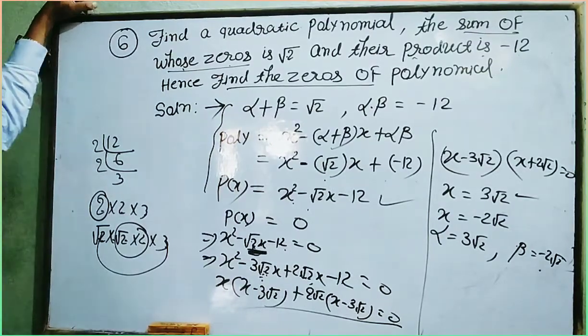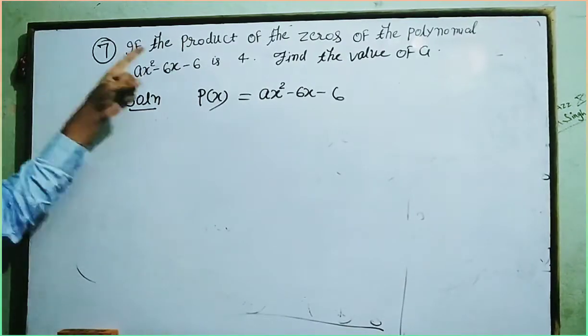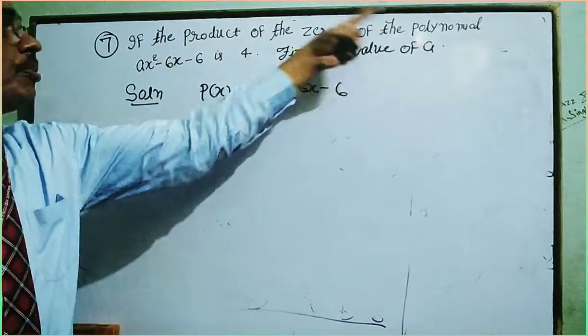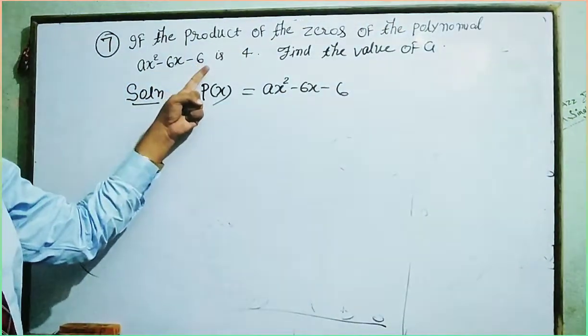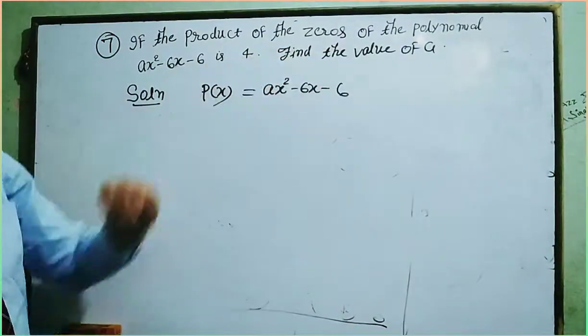Then now see next question. Now see question number 7. It is given that the product of the zeros of the polynomial ax square minus 6x minus 6 is 4. Product of the zeros is 4. Then find the value of a.